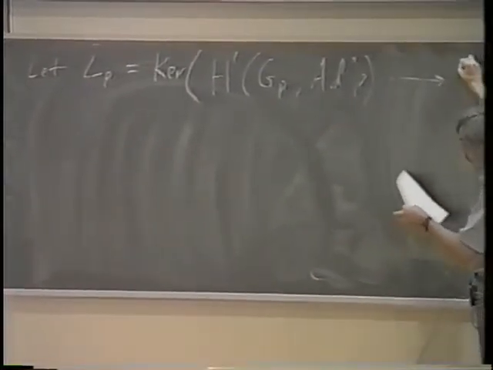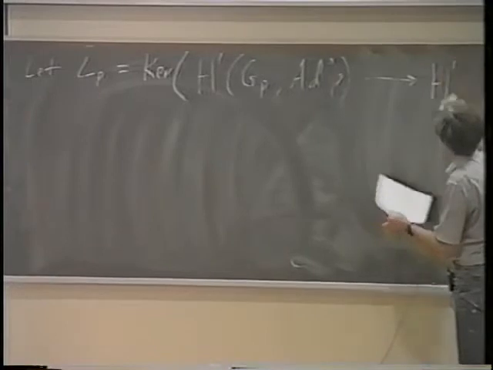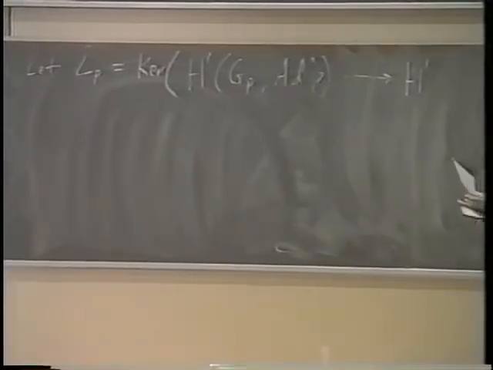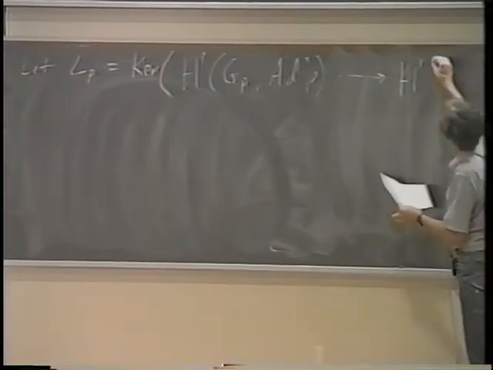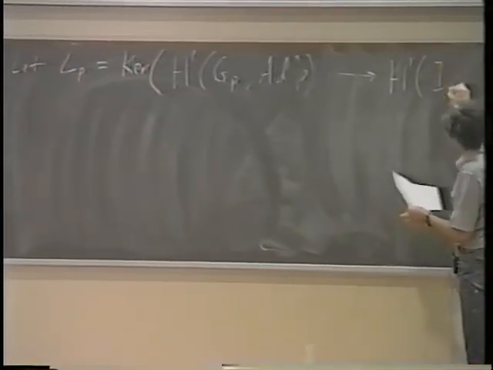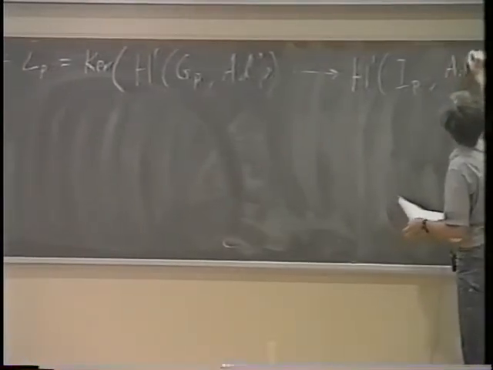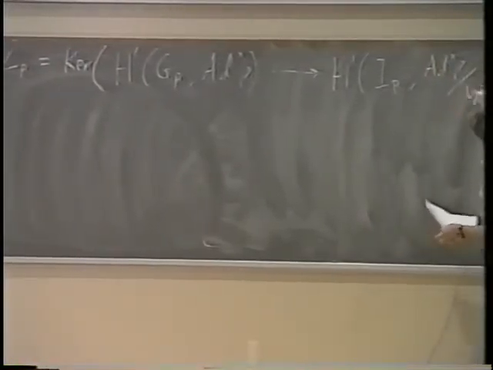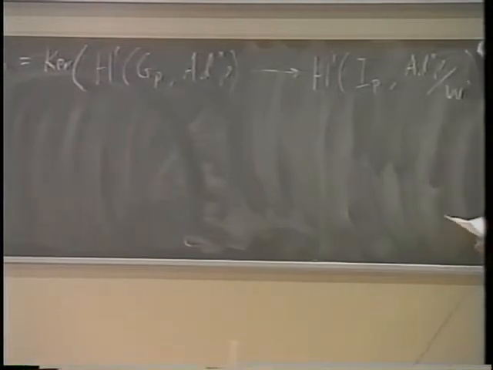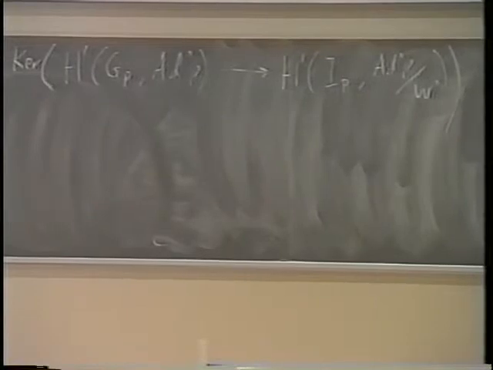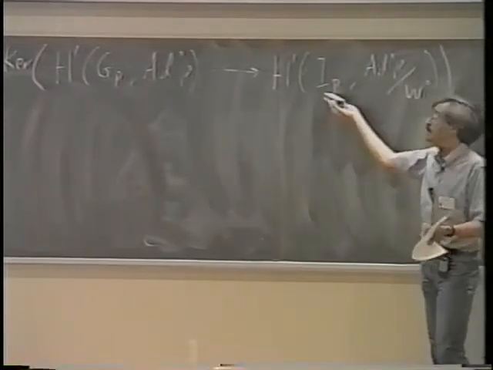But then we can restrict and do a little bit more, even to H^1. And now we restrict to the inertia group, and we go to ad^0 rho mod W^0. Now, what the heck is this about? Well, obviously you're doing something about what happens on the inertia.